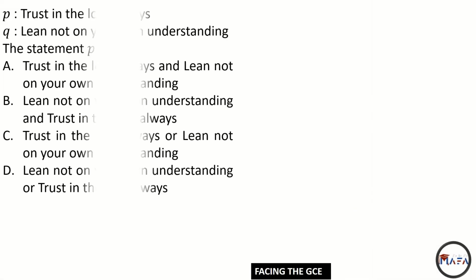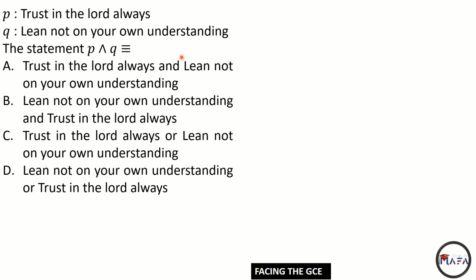Alright, so we are getting close to the end. Here is question 17. It reads, we need to find the statement P and Q, the equivalence that's in worded form, where the statement P is trust in the Lord always, and the statement Q is lean not on your own understanding. So we need to get P and Q. So P and Q, we are just trying to link the two statements with a conjunction and. So we need to get an and that is linking the two statements.